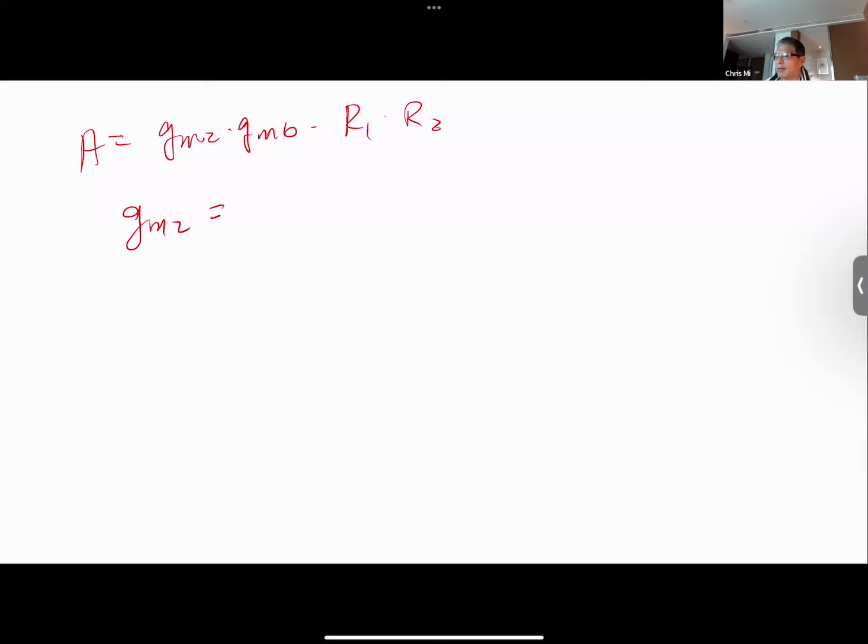How do you calculate GM1? You might already forget, but GM1 and GM2 can be calculated using its biasing current divided by VOV. So this is how you calculate this, right? It's a PMOS, so again, if it's PMOS, use absolute value. And this is equal to 2 times ID2 divided by VOV2.